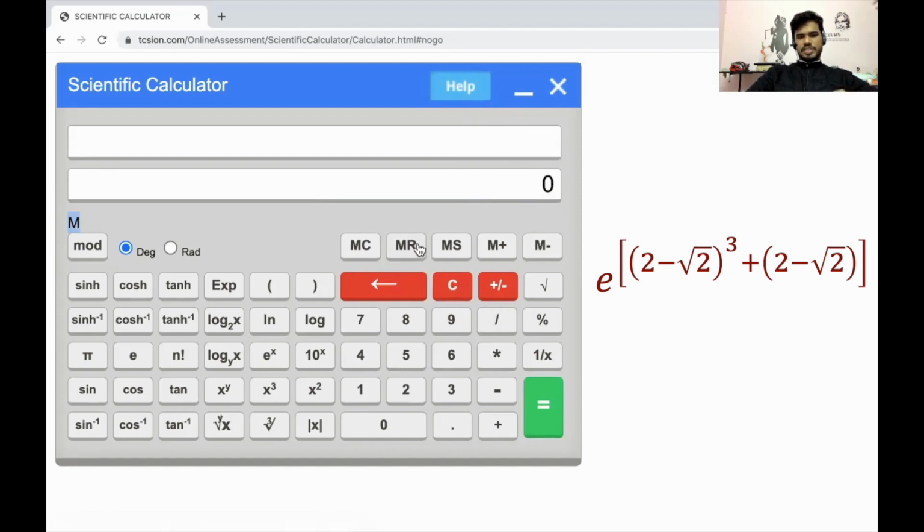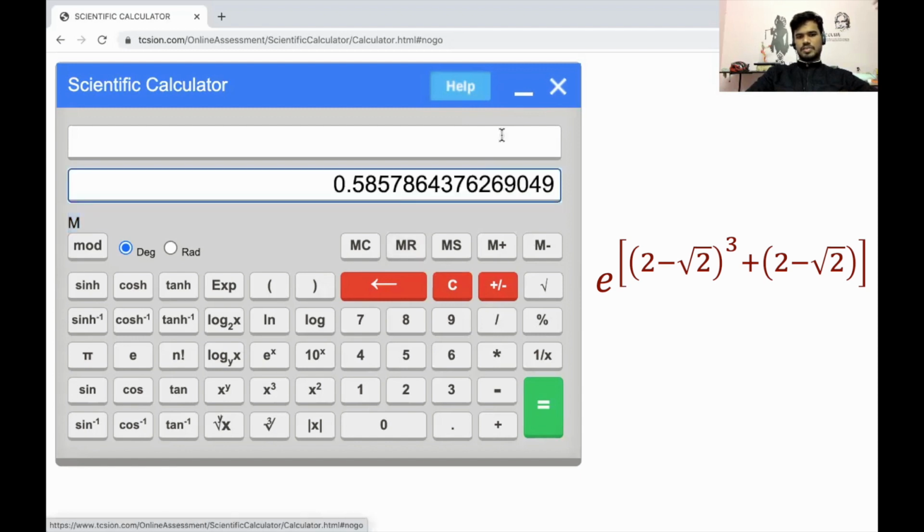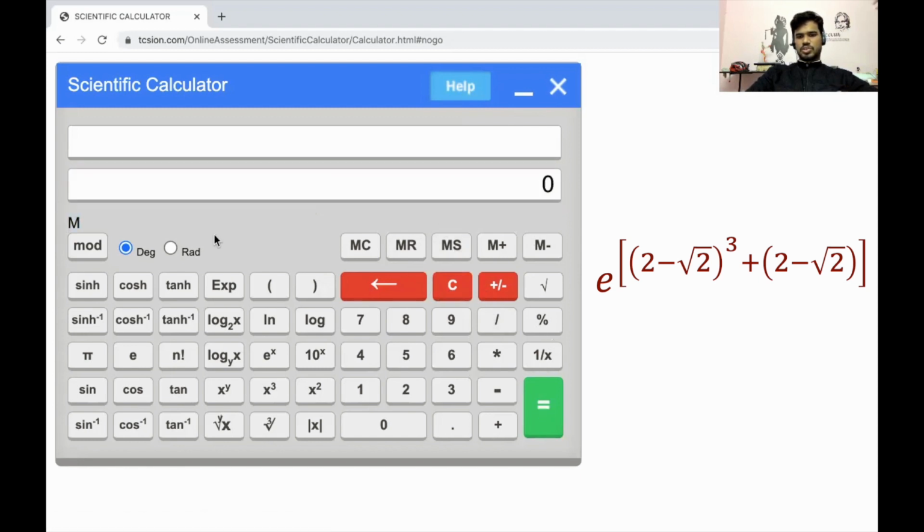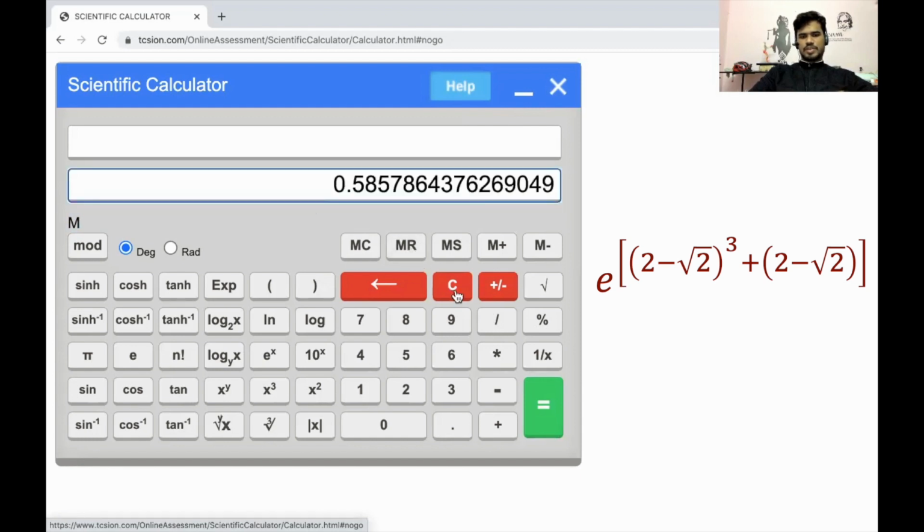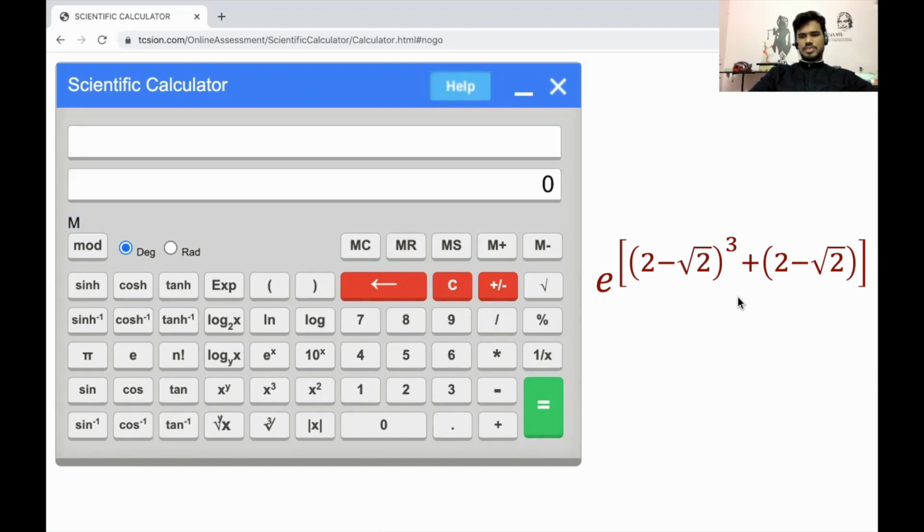Anything saved in the memory can be read using memory read or MR. You just got that. You don't have to type in 2 minus root 2 each time. Let me show that again. The 2 minus root 2 is stored in the memory. There can be only one term in the memory at any point. To read that, just do MR. Got that.